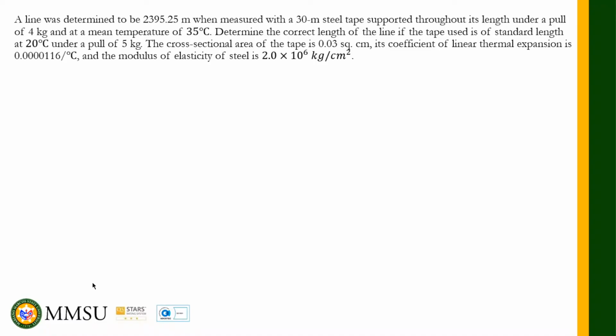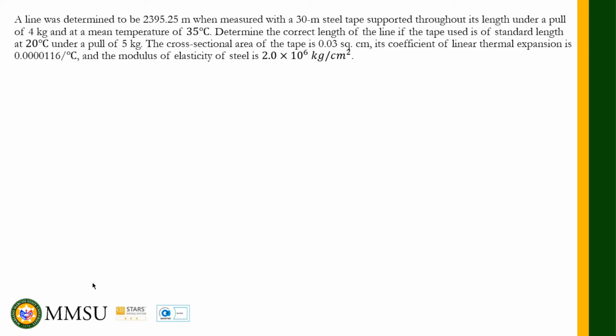So let us try to solve another example on combined corrections. Okay, so a line was determined to be 2,395.25 meters when measured with a 30-meter steel tape supported throughout its length under a pull of 4 kilograms and at a mean temperature of 35 degrees Celsius. Determine the correct length of the line if the tape used is of standard length at 20 degrees Celsius under a pull of 5 kilograms.